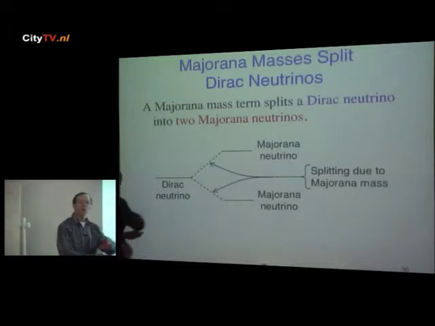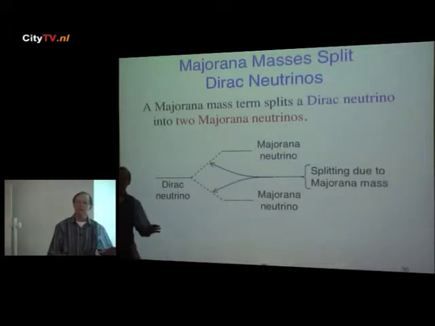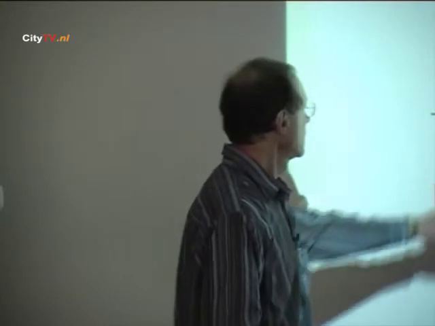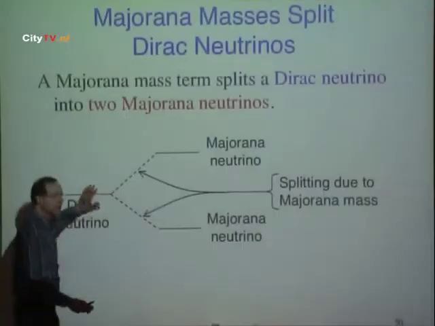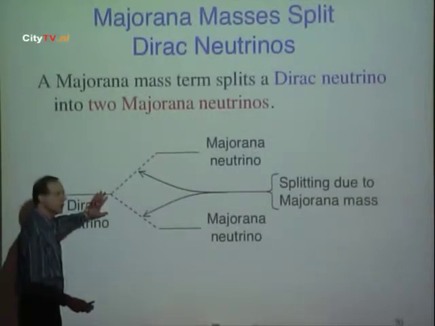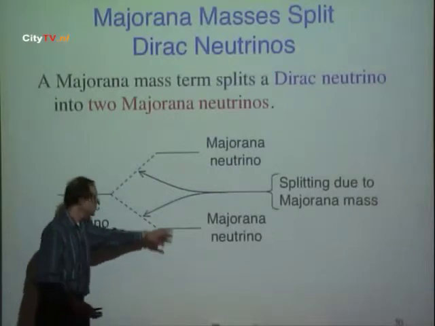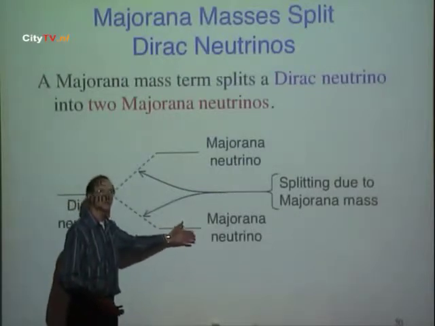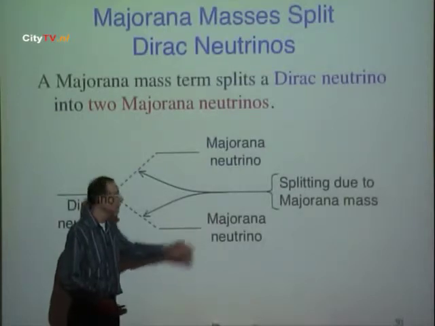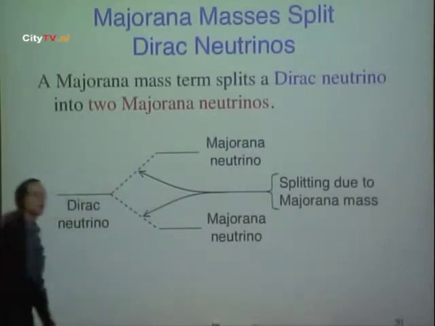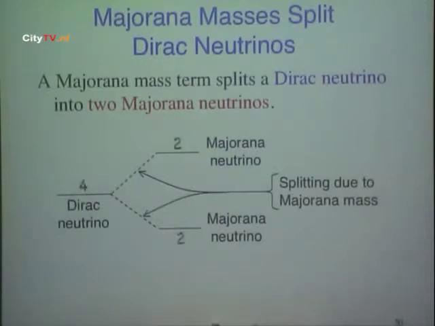Suppose you have no Majorana masses, just a Dirac mass and a corresponding Dirac neutrino, 4 states. And now you turn on a Majorana mass. What it will do is split this Dirac neutrino with 4 states into 2 Majorana neutrinos, each of which has just 2 states, a left-handed one and a right-handed one, and there is no antineutrino distinct from the neutrino. So you can remember this behavior by simply recalling that 2 plus 2 is 4.